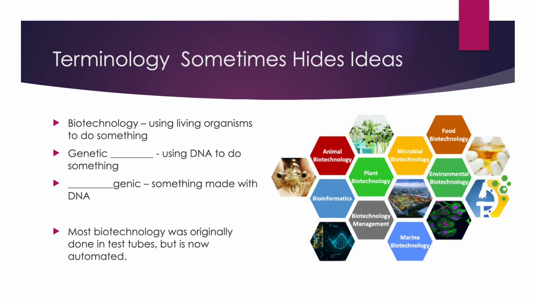So let's clear up some things. There's a lot of terminology and jargon here, but the ideas are kind of simple. Biotechnology is just using living organisms to do something, making a product. Genetic engineering, genetic things like that, it's using DNA to do something. When they say transgenic or genic anything, that's making it with DNA. All of this stuff was originally done in test tubes. Much of it now is automated, very easy to do. Even when it was done with test tubes, it was mostly pipetting different types of solutions.